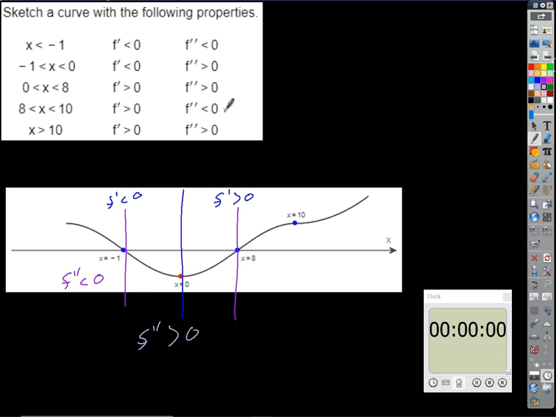Between 8 and 10, the concavity is negative, and then after 10, the concavity is positive, right? So this section makes sense too. This is increasing concave down, so that's the right shape. And this is increasing concave up, so that's the right shape. The only difference you had was you didn't have a horizontal tangent there, but you don't need one. That didn't have to be a horizontal tangent.